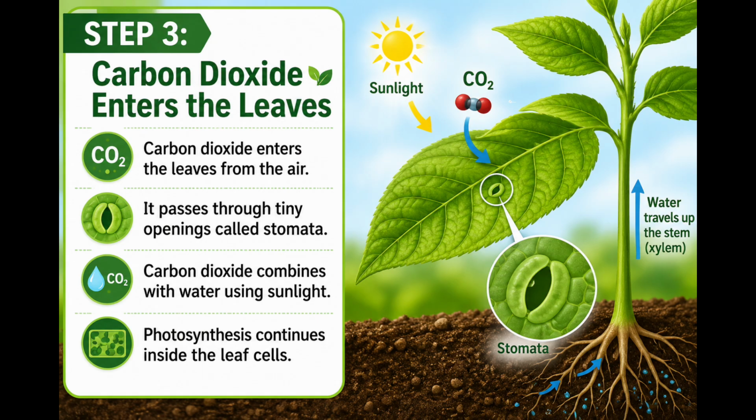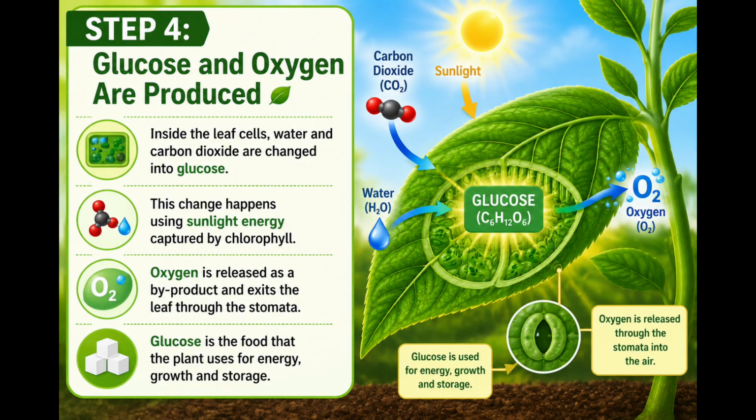Let's explore how the next ingredient reaches the leaves. As sunlight shines on the plant and water reaches the leaves, carbon dioxide enters from the air through tiny openings called stomata. Inside the leaves, carbon dioxide combines with water using the energy from sunlight. This important step allows the plant to continue making its own food. Photosynthesis is now well underway inside the leaf cells. Let's explore what happens next inside the leaf.